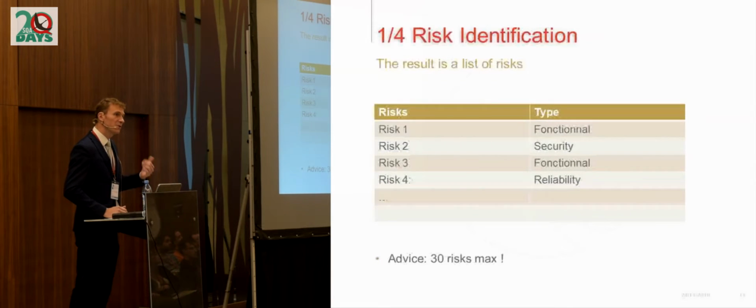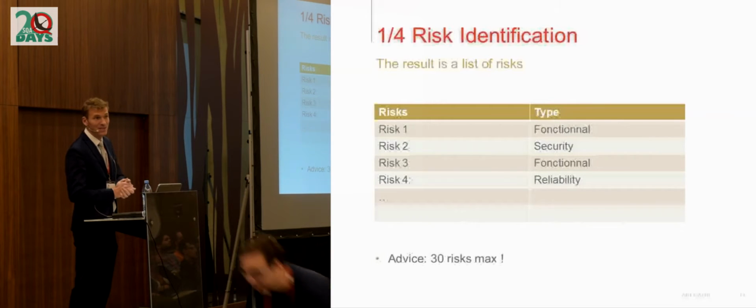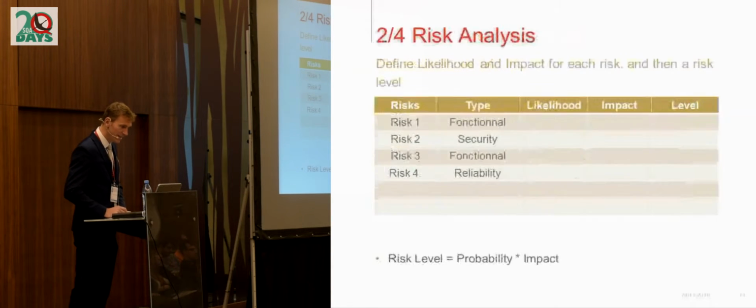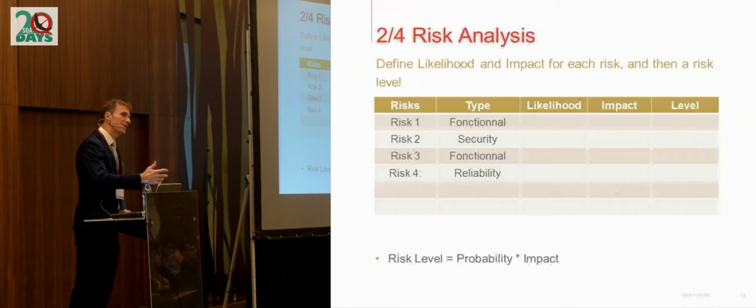So at the end of the first phase, risk identification, what do we have? Well, that's very easy. We have a list of risks. So a list of negative things that might happen on the project. And for each risk, we need to have at least a brief description and maybe the owner of the risk and the person who initially identified the risk. So that's risk identification.